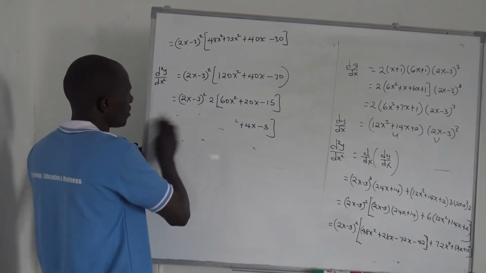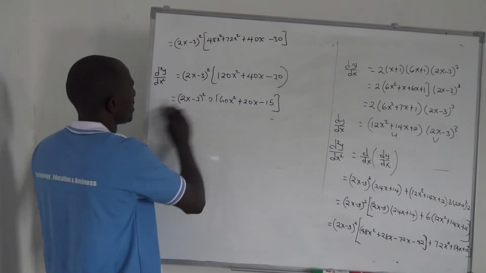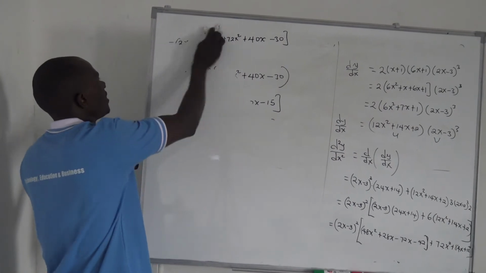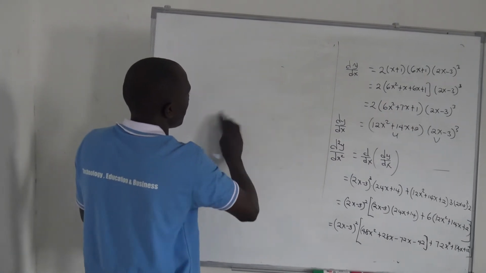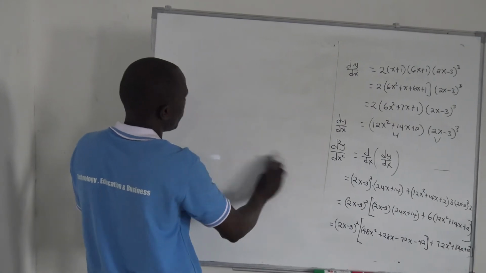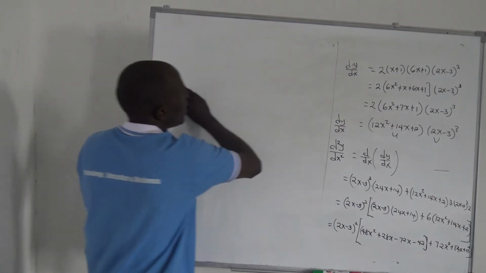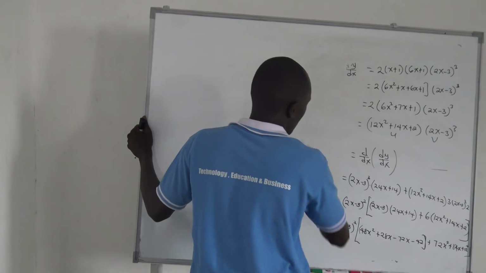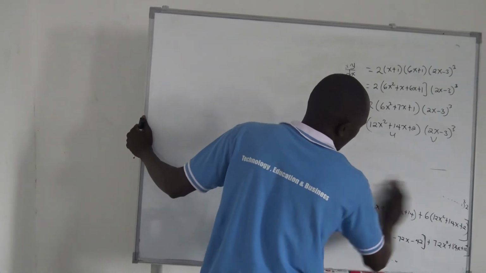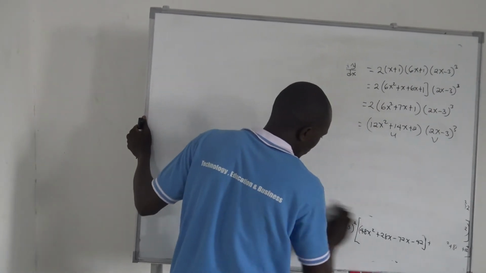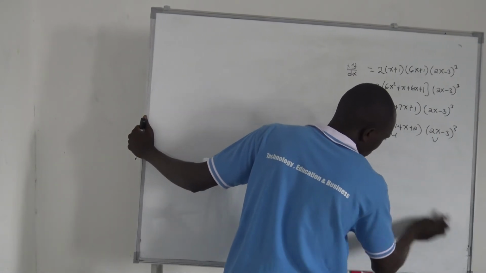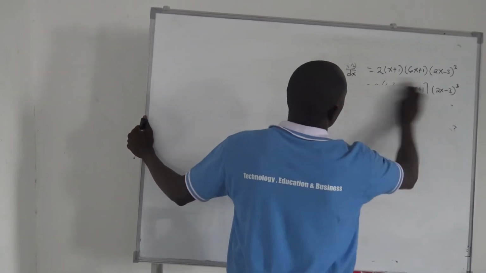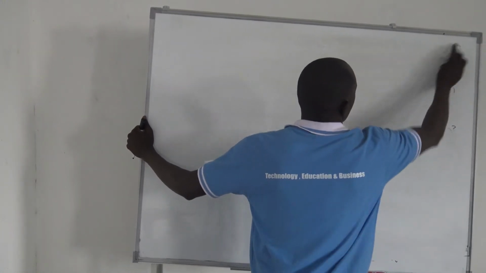Then let's move to another example. We are now going to look at the second derivatives for parametric equations. That's what we are going to look at for the second derivative.